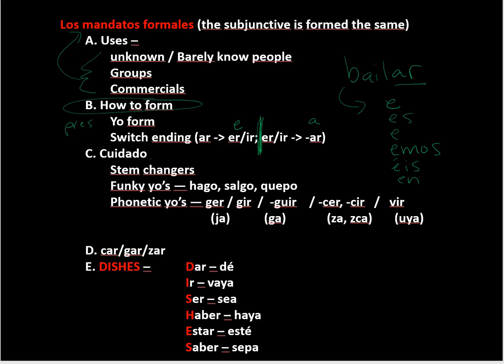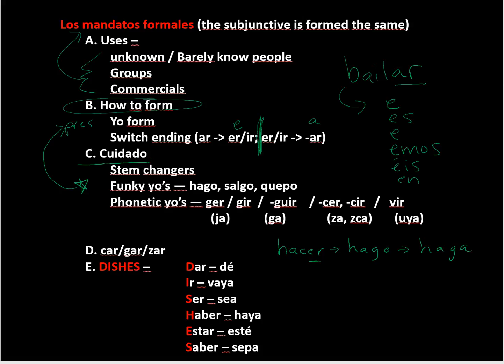Cuidado, hay stem changers, funky yo forms, phonetic changes. And this is why it's essential to start at the present tense yo form. Okay? So because of this, we have to start with yo. And that's how from the verb hacer, we go to hago. And that gives us the subjunctive haga. So we take it to A because it's an ER, but we have to start here and we get to haga. Salgo gives you salga. Quepo gives you quepa.